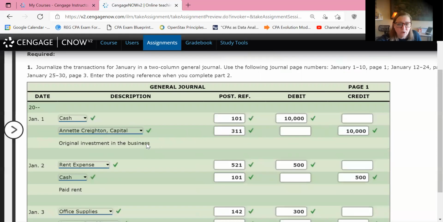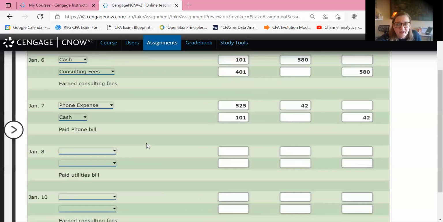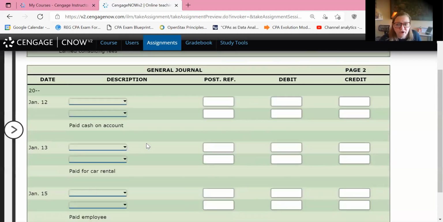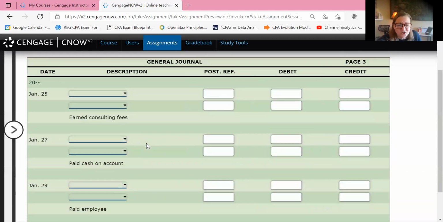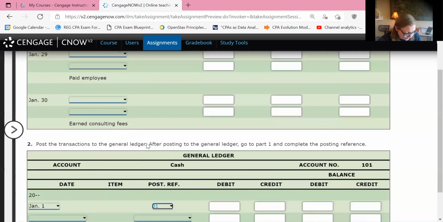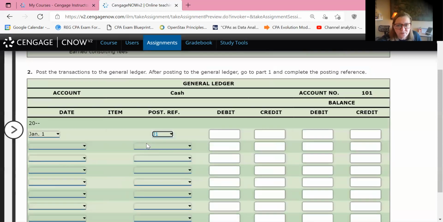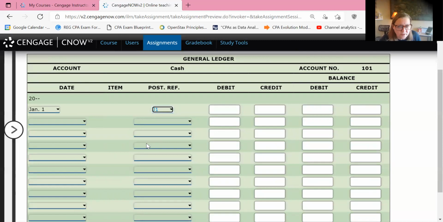So see, all the ones I did were on page 1. And then if you go down, you see page 2 starting with the January 12th entry. Page 3 starts with the January 25th entry. So that agrees with what they're saying in the textbook too. So that's what the J1's about.